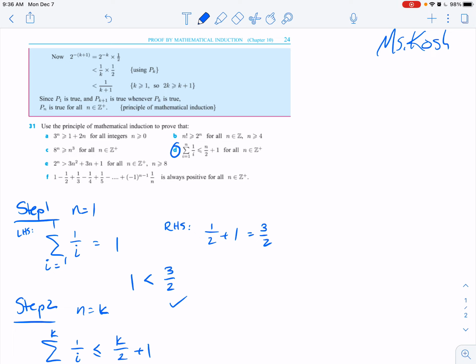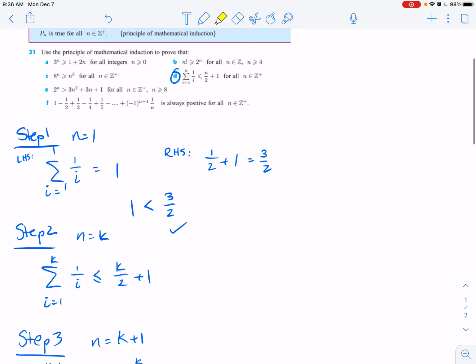There had been some question on number 31, part D. So we talked about it in the Zoom, but I wanted to go ahead and make a video for you. So here's what we're looking at. Step one, we need to plug in 1 and show that that's a true statement. And we do. It works out pretty nicely. 1 is less than 3/2, so life is good.